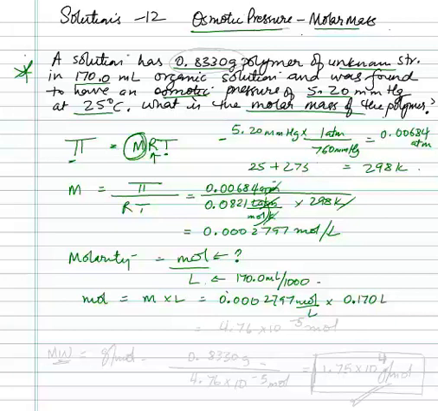Okay, so once you do that calculation, you should come up with 4.76 times 10 to the negative 5 moles. Yes, I give up. I'm going to start using the exponent. All right, so this is the moles of our polymer.